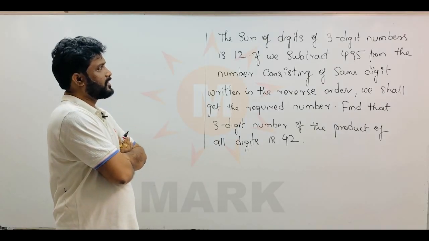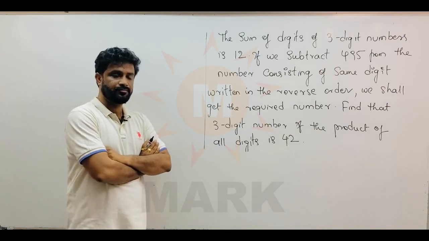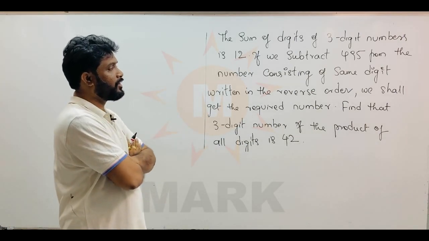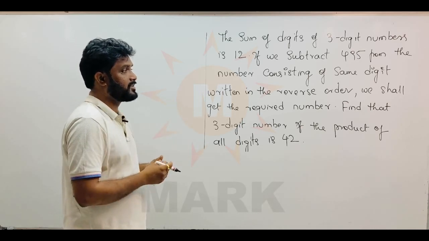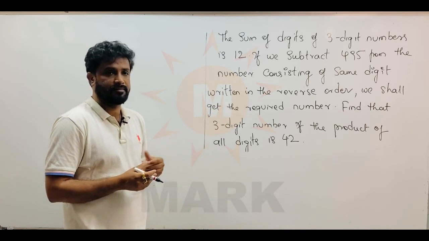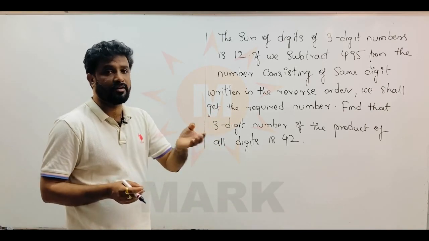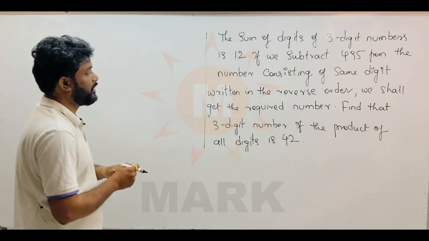Friends, we have a question here. The sum of digits of a 3-digit number is 12. If we subtract 495 from the number consisting of the same digits written in the reverse order, we shall get the required number. Find that 3-digit number if the product of all digits is 42. Okay. Now there are no options.